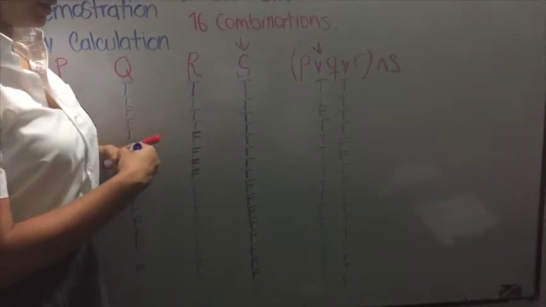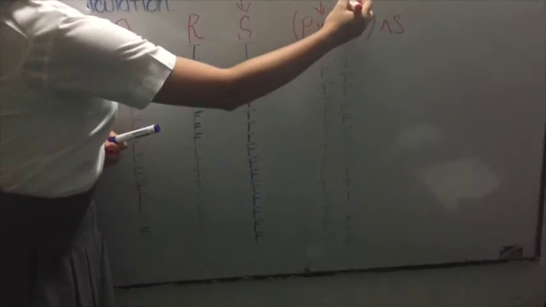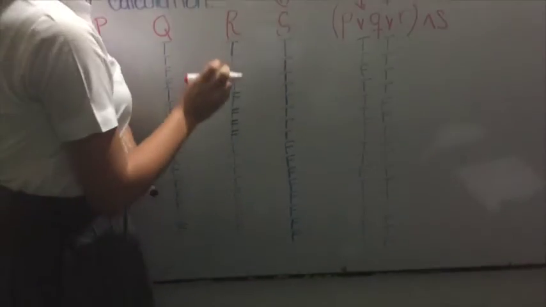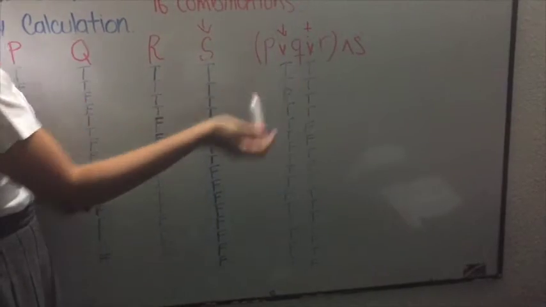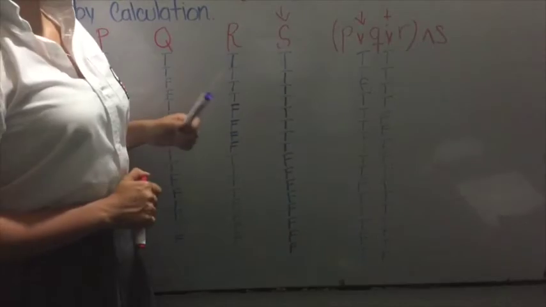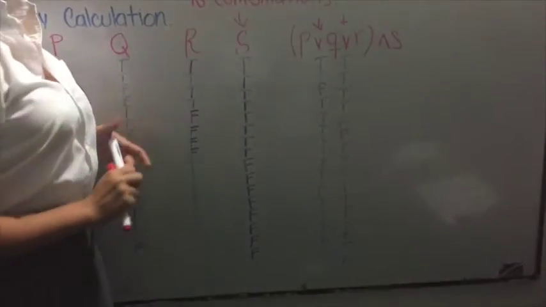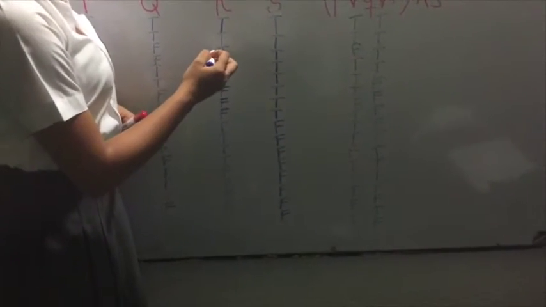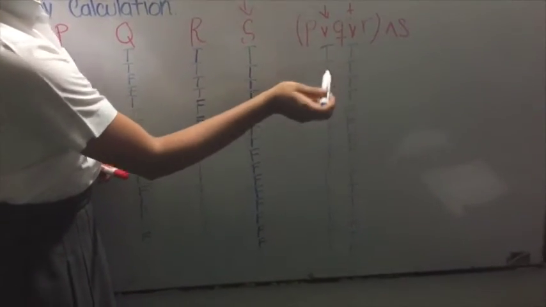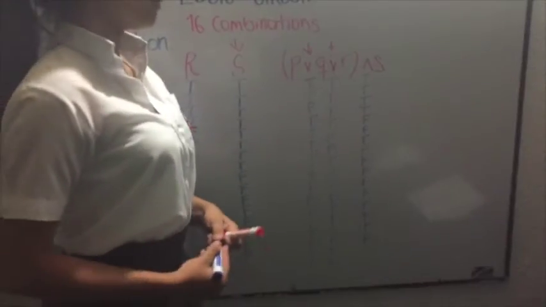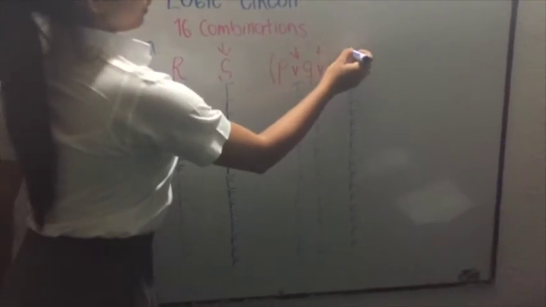We have the second connector in this part. We use this and R. With the connector OR, we know that we only use false when the 2 are false. We have the example. Now, true and false is true. Now we have false and false, and this is false. Now we have the conclusion in this part.